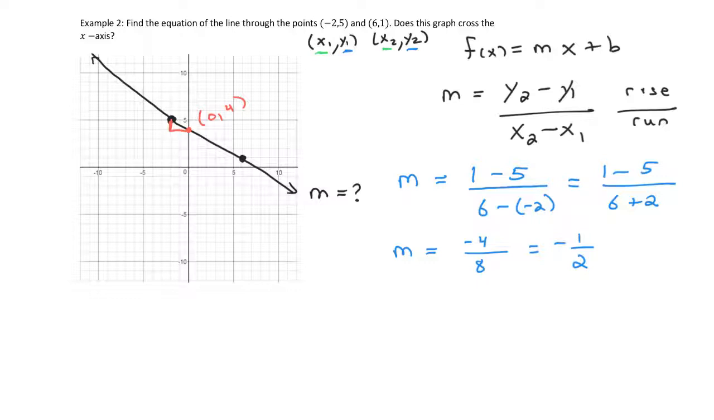So what I'll do is I'm going to go to my function. f of x is equal to mx plus b. And I'm going to plug in all of the information that I know. Up to this point, that's just the slope. So I have f of x is equal to negative 1/2 in place of m, copy down x, and put plus b. My goal is to figure out what is the value of b.